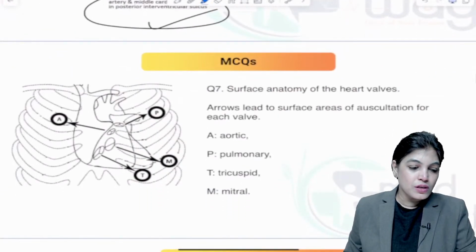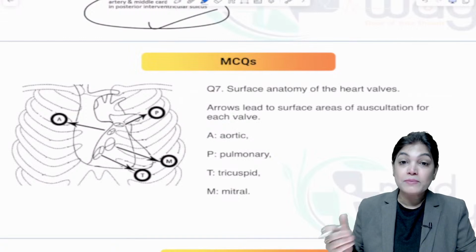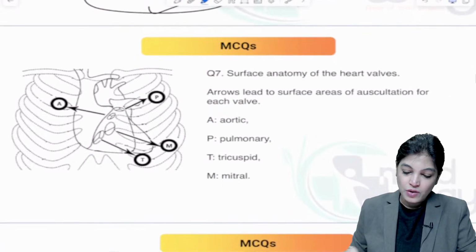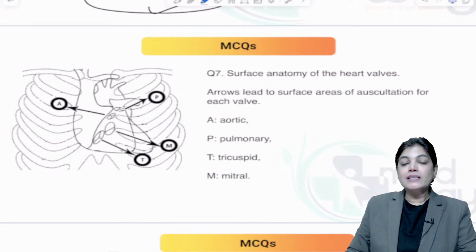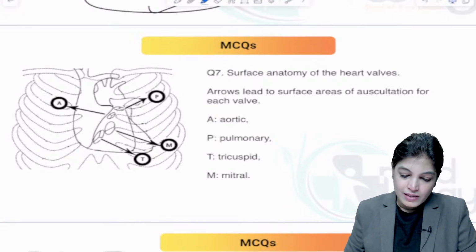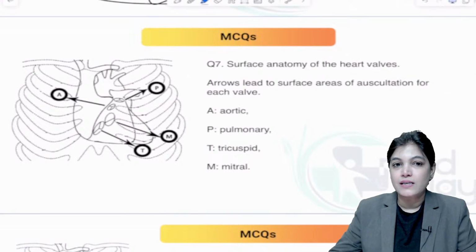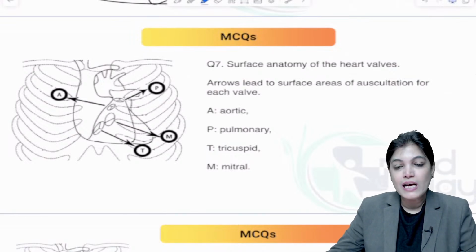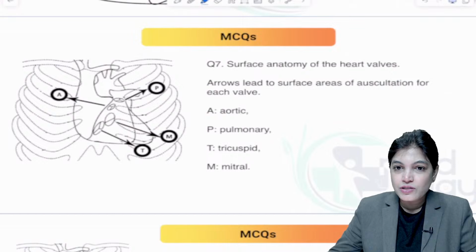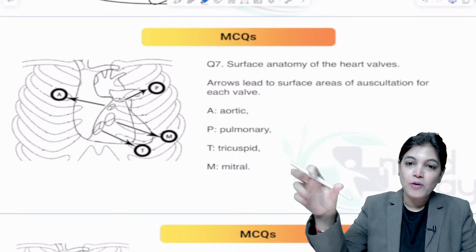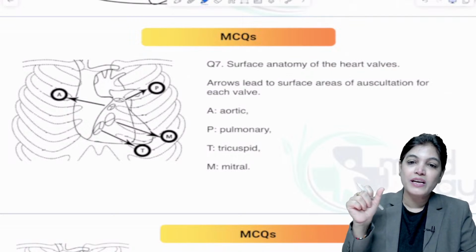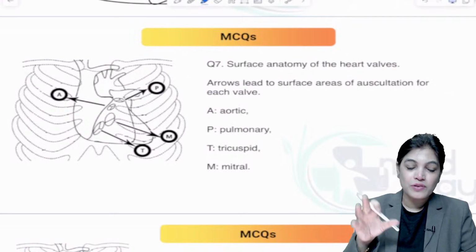Now one of the questions which I cater, question number 7, we should talk about this question. If I am talking about question number 7, surface anatomy of the heart valve. So this is also very commonly discussed. It is also discussed in the physiology session. So this is a question of physiology also. Actually, anatomy can cater questions from ENT, from orthopedics, from surgery, from obs and gynae, and also from physiology.